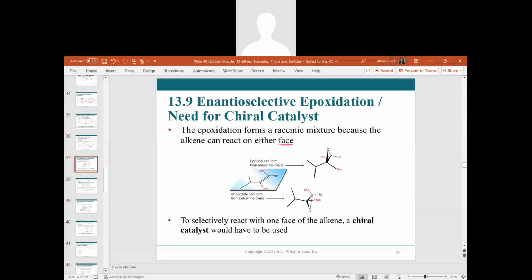So we would need a chiral catalyst to be used in order to perform an enantioselective epoxidation, so we would favor only one enantiomer over the other. We can accomplish this by using what's called a chiral catalyst. This would select one face for the reaction to occur, either above the plane or below the plane.